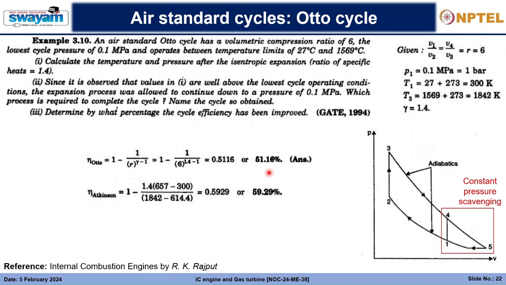Why not use an Atkinson cycle? Why use an Otto cycle? In which cases it is possible, you will become a little bit more aware of in this course. So 8.13% improvement in efficiency.